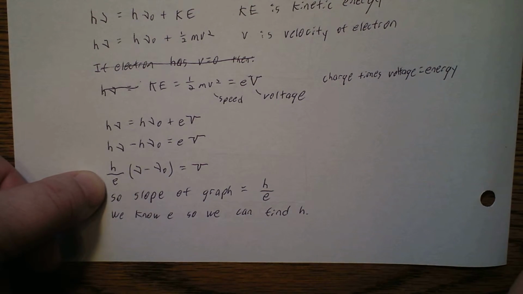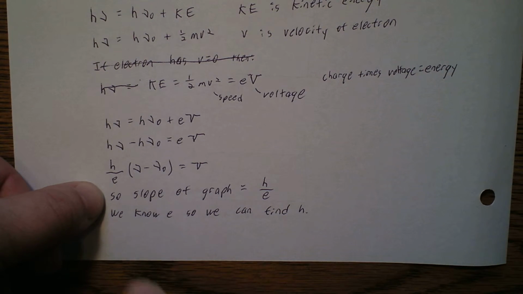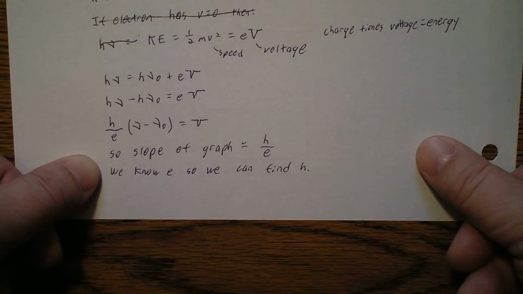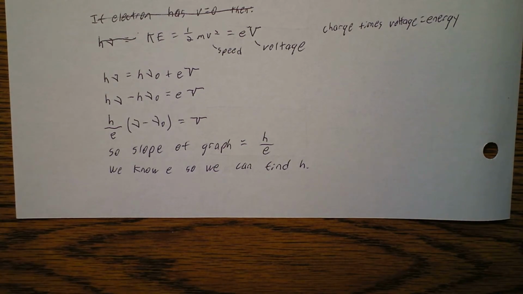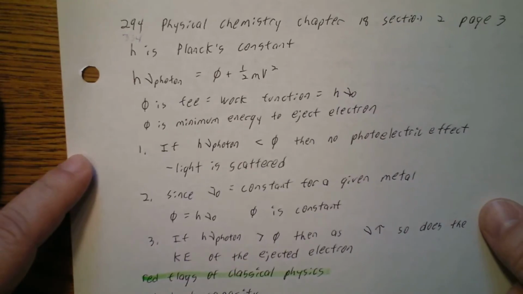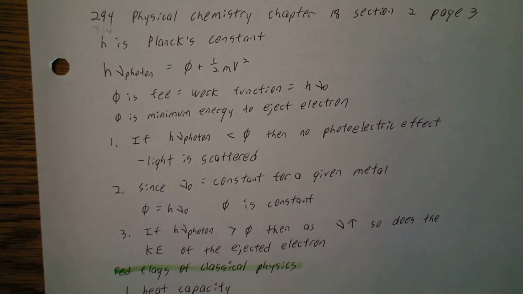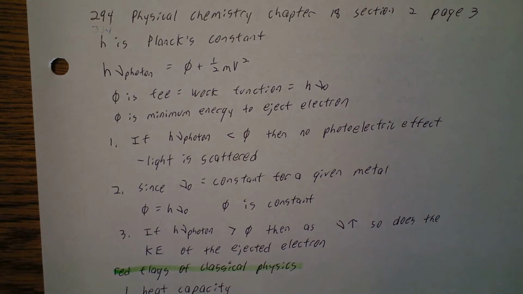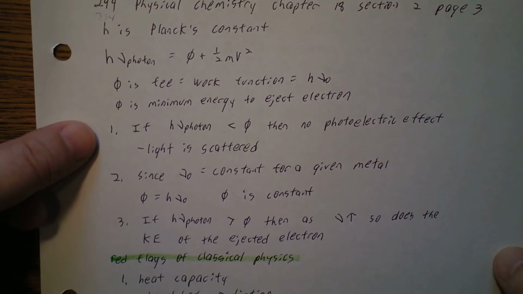To solve for voltage, we get h over e times (nu minus nu naught) is equal to voltage. So the slope of that graph is equal to h over e. Now we know e, so we can find out h. Remember, h is Planck's constant. So Planck's constant times the frequency of the photon is equal to phi plus 1/2 mv squared. Phi is called the work function, and it's equal to h nu naught. Phi is the minimum energy it takes to eject the electron from the substance.